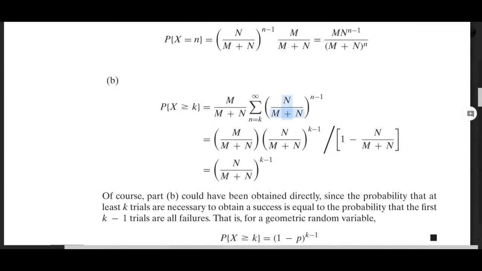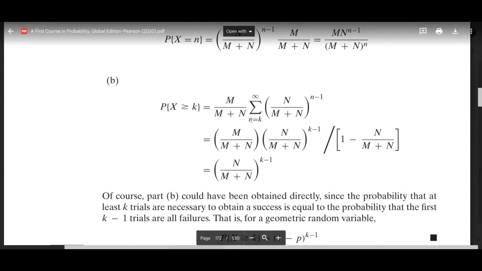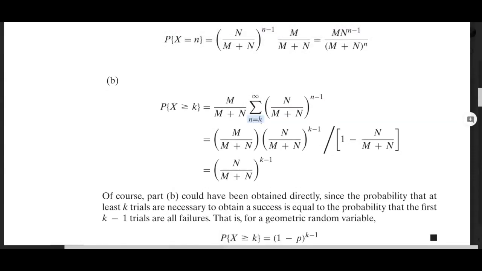again, this is less than 1. Again, we have a geometric series, right? So just use the formula to calculate the geometric series. Then do the calculation in, oh no, hold on. This is n equals k. This is n equals k.